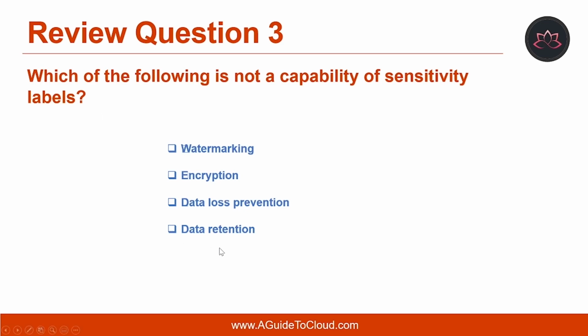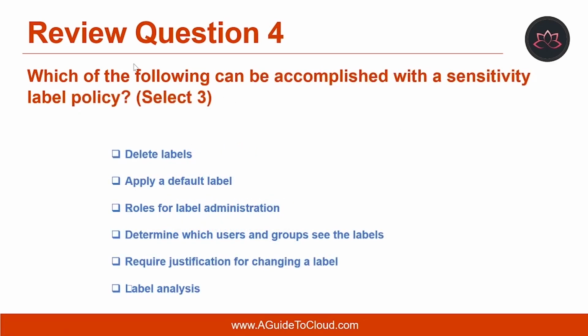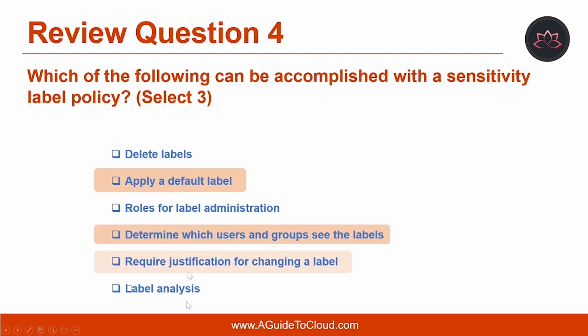The right answer is data retention. Let's look at question number 4. Which of the following can be accomplished with a sensitivity label policy? The right answers are apply a default label, determine which users and groups see the labels. And the last answer is require justification for changing a label.